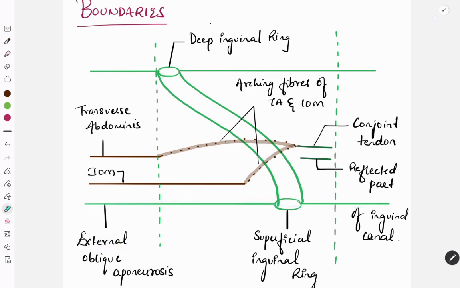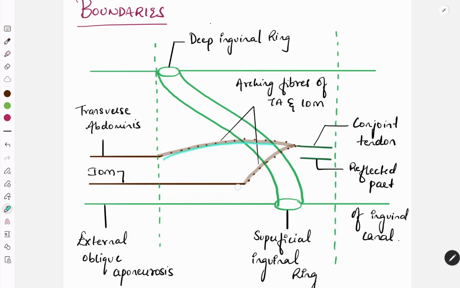Then you have the external oblique aponeurosis in the whole extent. Internal oblique muscle is present only in the lateral one third. Posteriorly, what do we have? Posteriorly, we have the whole of fascia transversalis, medial two thirds of conjoint tendon, and in the medial most part we have the reflected part of inguinal ligament.